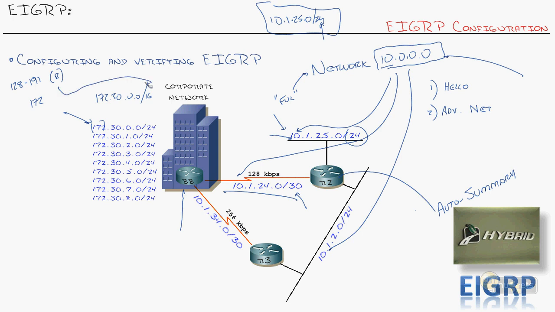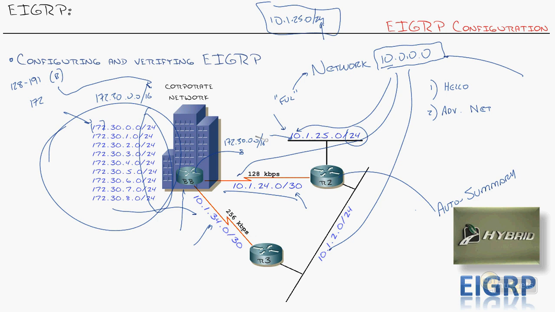So what EIGRP will do is look and be like, oh, okay, it looks like I've got everything 172 over here, and I've got all the 10 networks over here. We're moving between major networks, these are not 172.30 networks, right? You catching that? So it'll be like, I'll just go ahead and take all of these, let's just hide all that. Let's automatically summarize this back to 172.30.0.0/16.